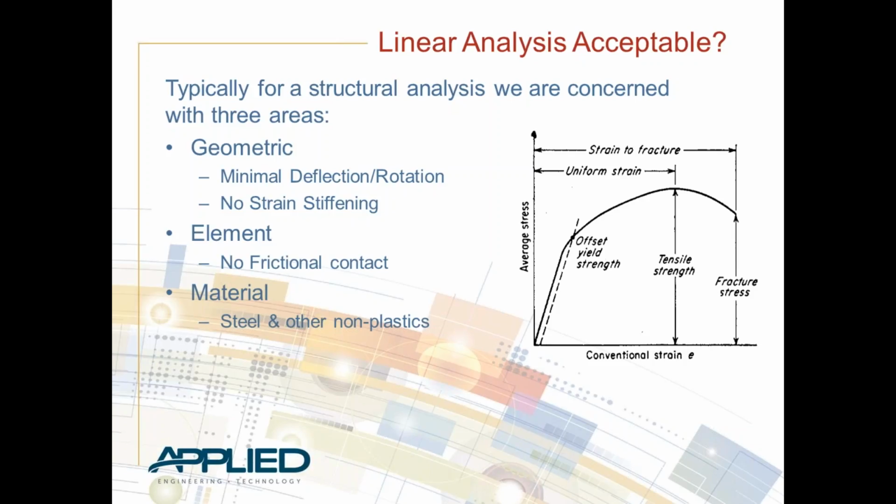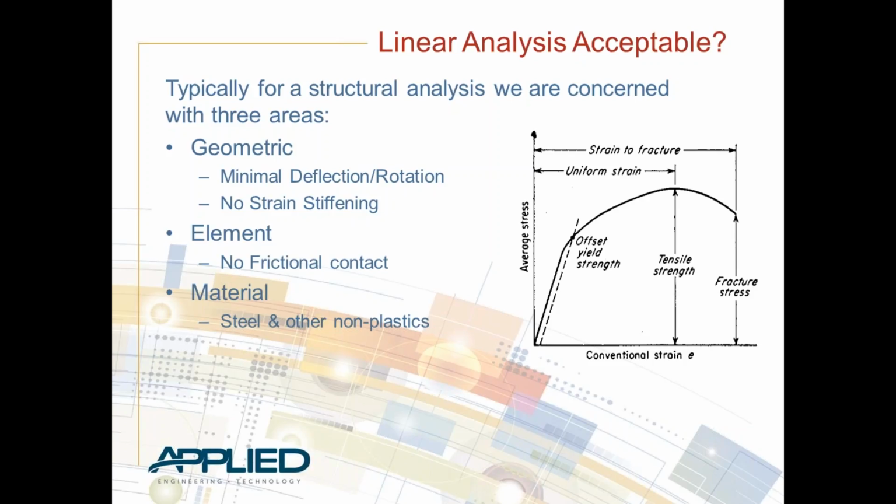But some of the other things to think about here are, as far as deflection, rotation, stuff like that, it's got to be pretty minimal in order for it to stay within that linear realm. Also, we have to make sure there's no strain stiffening, so that kind of changes the behavior of our materials if it does get to a stiffening point. The elements: is there any frictional contact that we're taking into account? If that's the case, then it tends to become nonlinear. And then also the materials that we're using. So if it's steel, if it's aluminum, stuff like that, where it's got a pretty well-defined stress-strain curve that does have the linear portion, where we're not having any permanent deformations, then we can assume that it's linear as well.